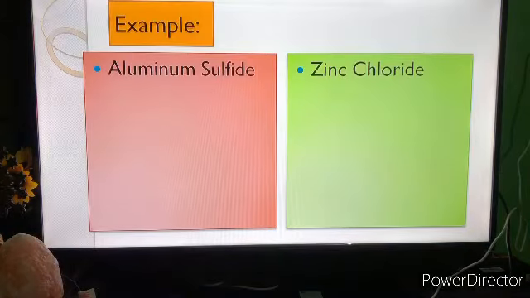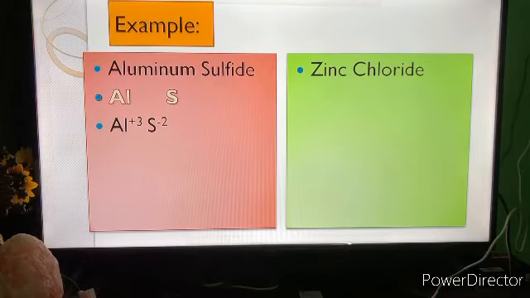So, let us have an example by following the rules. The first rule again is write the symbol of the elements. We have aluminum sulfide, so we have Al for aluminum and S for sulfur. Now, second rule: write the positive oxidation number of the first element followed by the negative oxidation number of the second element. Based on the periodic table, the oxidation number of aluminum is positive 3 and the oxidation number of sulfide, or sulfur, is negative 2.